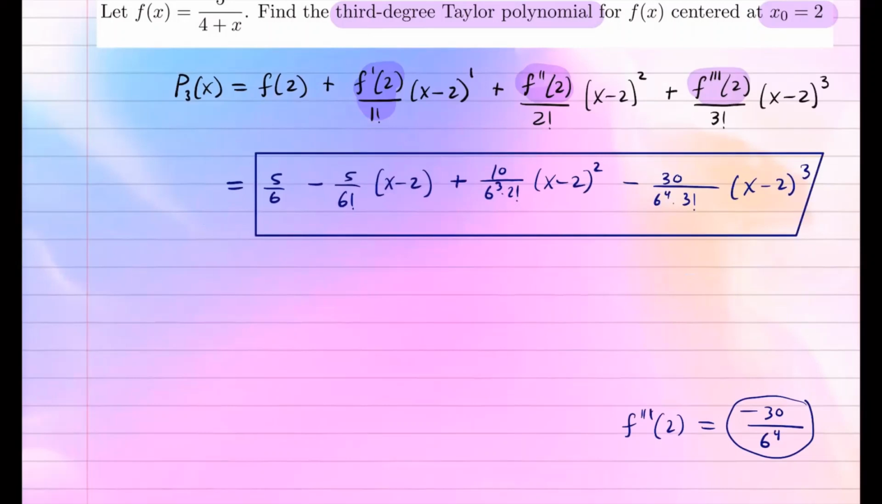Alrighty, so this is it. I hope this helped you understand Taylor polynomials a little bit better. It's really nothing new. It's just a Taylor series, but instead of going to infinity, you stop at some n, and n could be really any whole number.